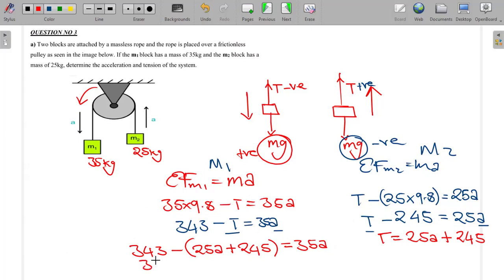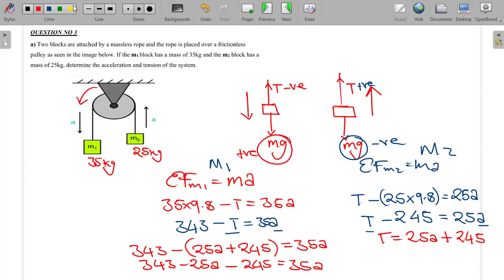35a. All right. 343 minus 25a minus 245 will be equal to 35a, like that. Okay. Taking this negative to the other side of my equation, I have 35 plus 25. This is going to give me 60.